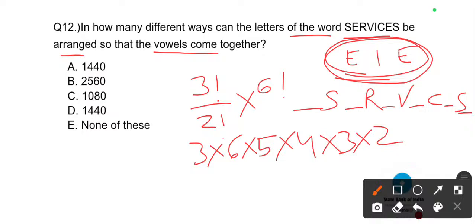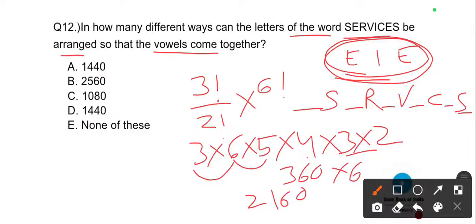So 3 times 6 is 18... 30, 33 times 90, 94 times 360, 360 and 6 times 2160. 2160. Why did I get this one? Is it the right answer?